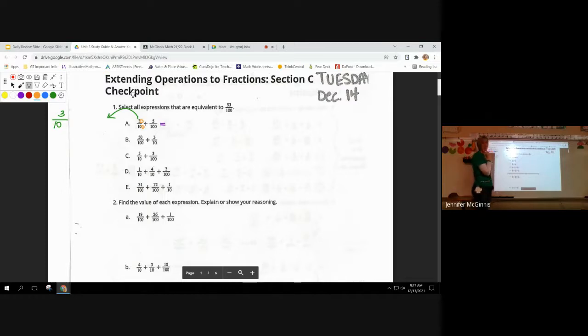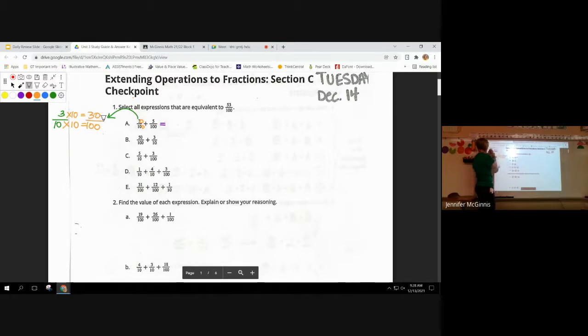You're right. We need to do that. We need to multiply 10 times 10, which equals 100. And whatever you do to the bottom, you must do to the top, so 3 times 10 equals 30.